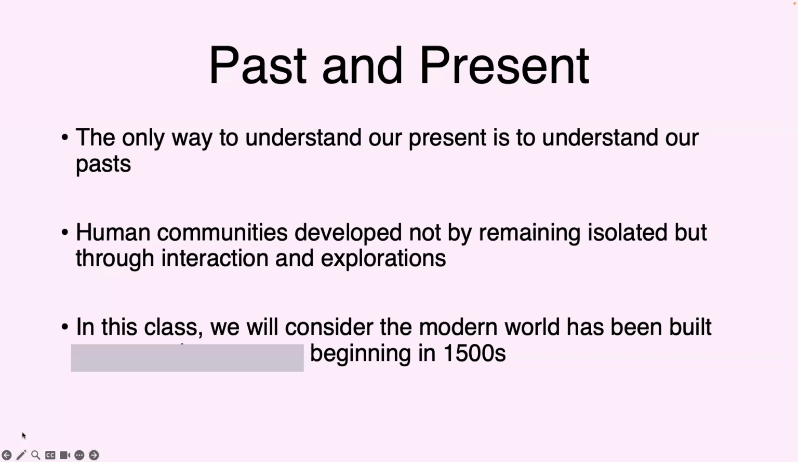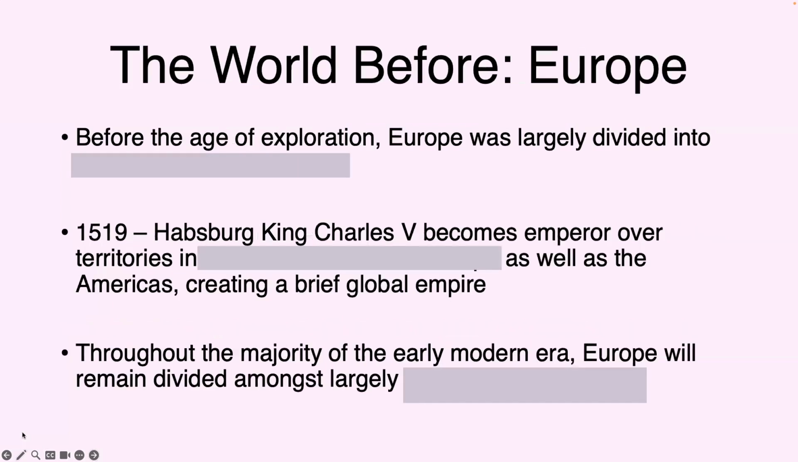So in this class, we're going to consider how the modern world has been building upon previous events beginning in the 1500s. Now, obviously, very important history happened prior to 1500, but for the purposes of this class, we're going to look at how the 1500s, the early modern period, served as a foundation for how we can understand the modern world.